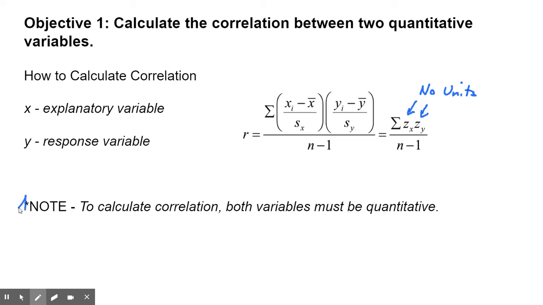The last thing to note right here is that if you're going to calculate correlation, both variables must be quantitative, right? You're using this formula, you have to have numbers to plug into the formula. So again, if you're doing categories, there won't be numbers to plug in. So be aware of that. Correlation has to do with quantitative variables.